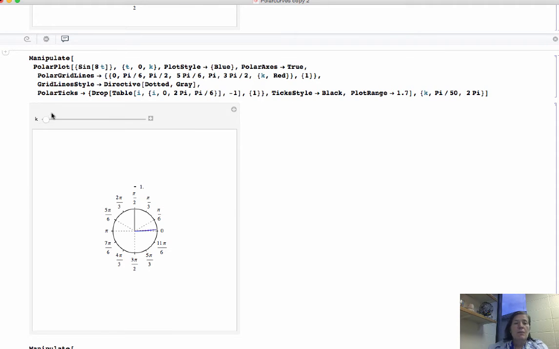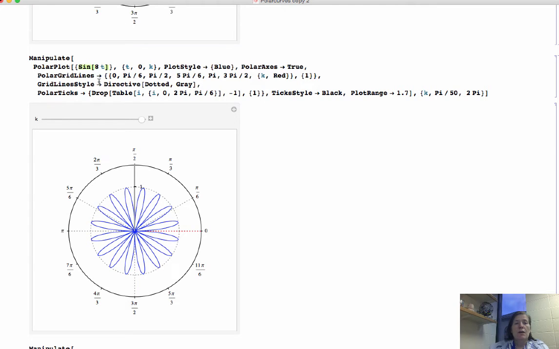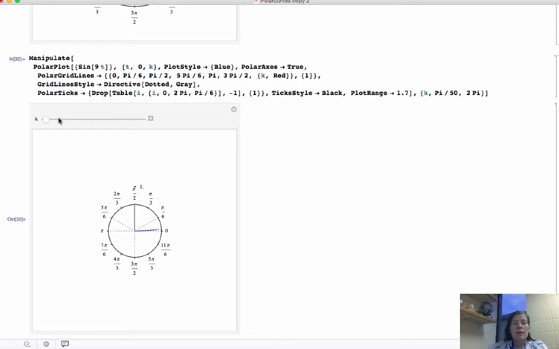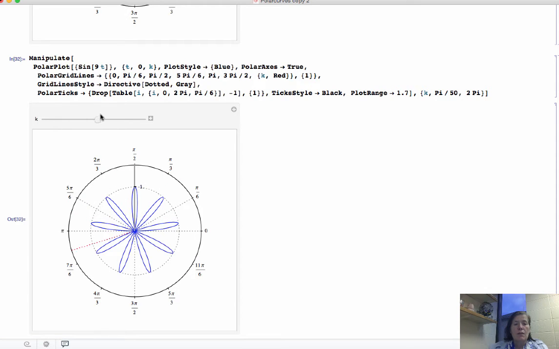And we can do the same thing with sine theta. Here we have the graph of r equals sine 8 theta, and we get a flower with 16 petals. And if I were to take the graph of r equals sine 9 theta, I should get a flower with 9 petals. And this is indeed the case.